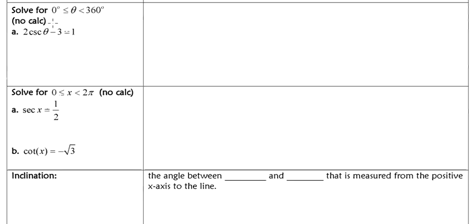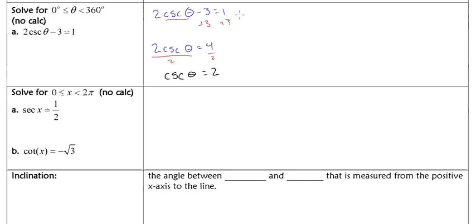So here we are. We've got 2 times the cosecant of theta minus 3 equals 1. So first step, remember these are just equations. We're trying to get the trig function by itself, so we need to add 3 to both sides. We now have 2 times the cosecant of theta is equal to 4. We've got to get rid of the 2 times in the front, so divide both sides by 2. And we're going to end up with the cosecant of theta is equal to 2.